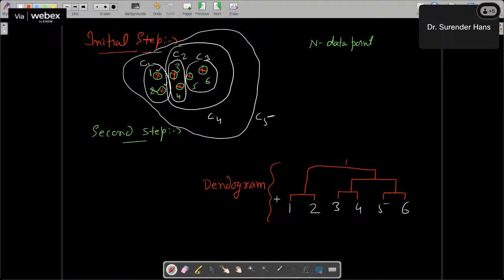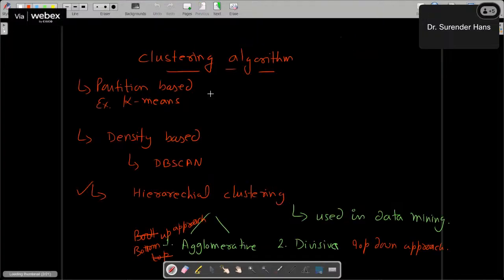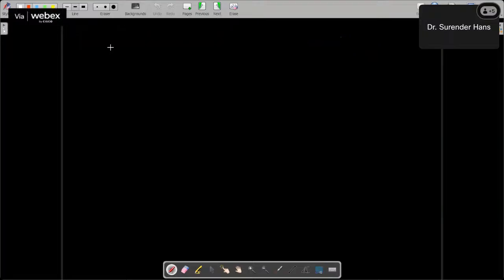The exact reverse of this agglomerative is the divisive clustering technique. So this divisive clustering technique is a top-down approach. Here in the divisive clustering technique, that is the second one, this one is a top-down approach.